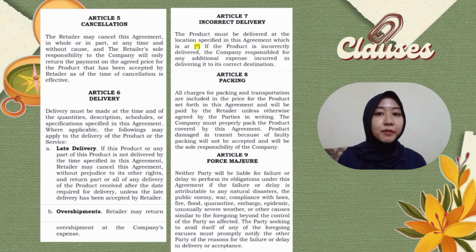Article 7 is about incorrect delivery. If the product is incorrectly delivered, the company is responsible for any additional expense incurred in delivering it to its correct destinations. Article 8 is about packing. All packing and transportation will be paid by the retailer unless otherwise agreed by the parties in writing, while the company is responsible for product packaging damage. Article 9 is about force majeure.